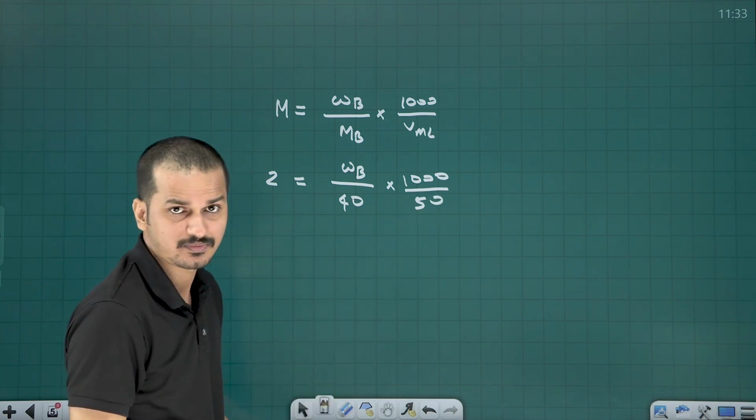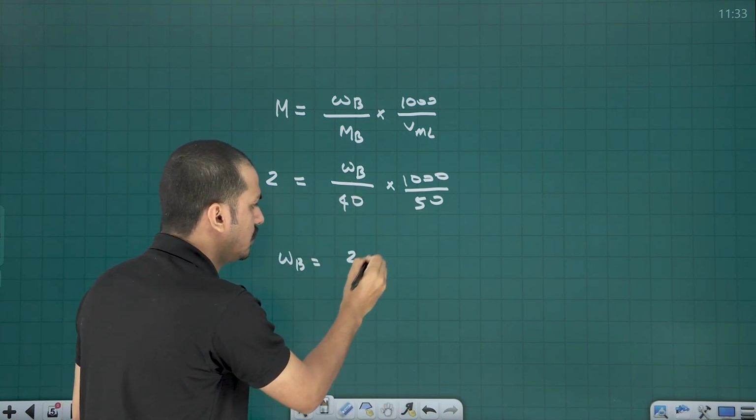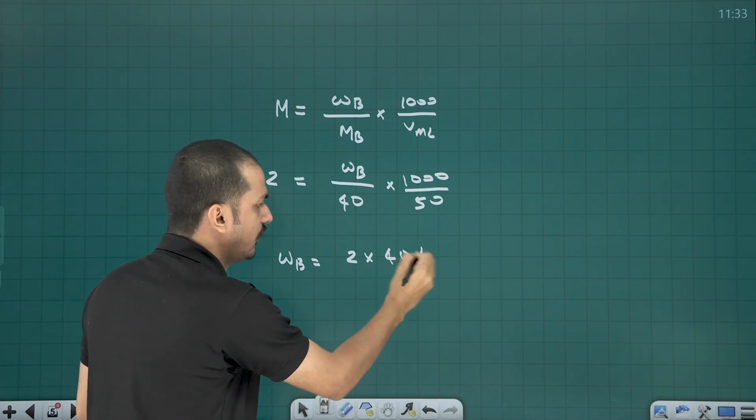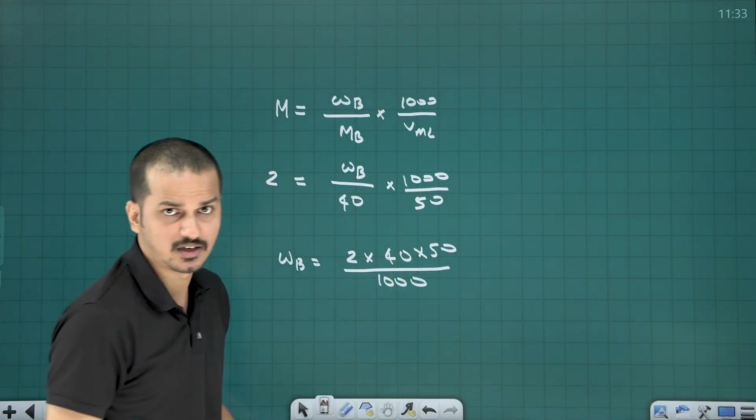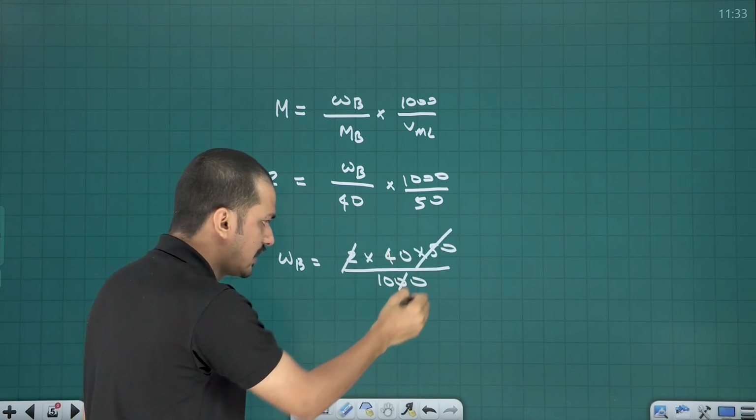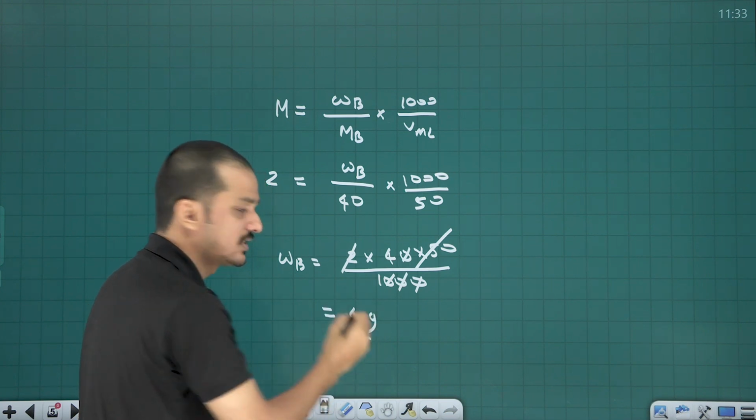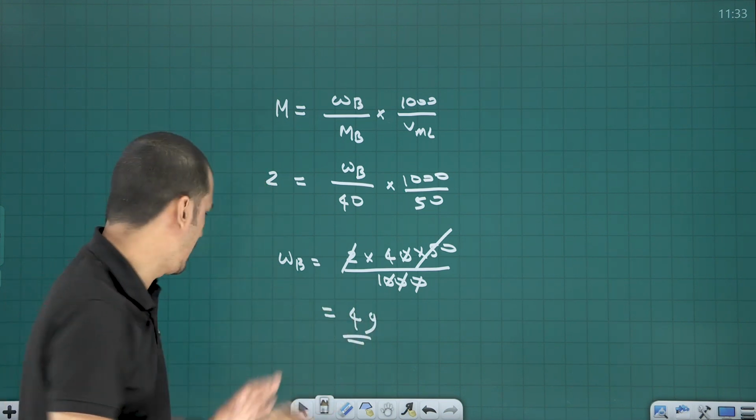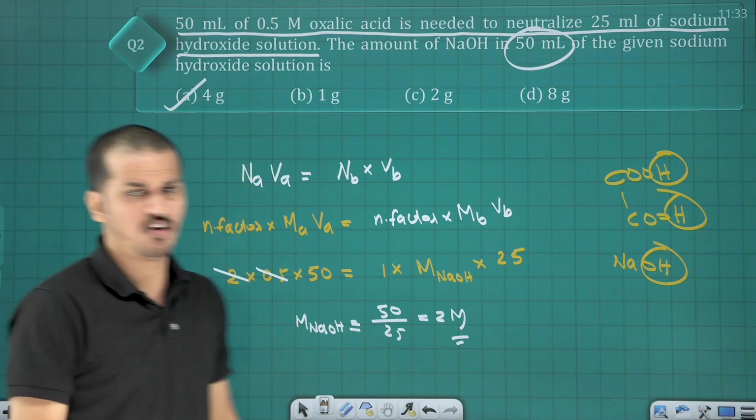Okay, 50. Now what is WB? That's the question. So 2 into 40 into 50 divided by 1000. So 2 into 50 is 100, so I can cancel 2 zeros. Then here 1 0. So that means 4 gram is the given mass of NaOH required. So the answer is Option A.